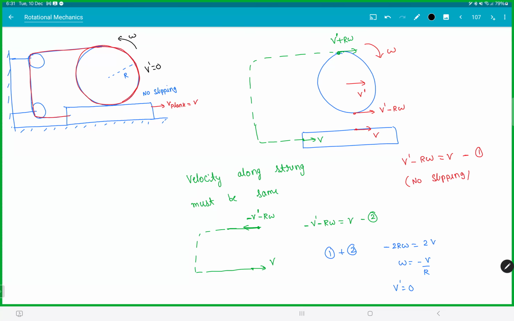Is that making sense, everyone? So cylinder has no translation. Cylinder has only rotation. So keep these things in mind, don't always think it has to go with some rotation and translation when I say no slipping.